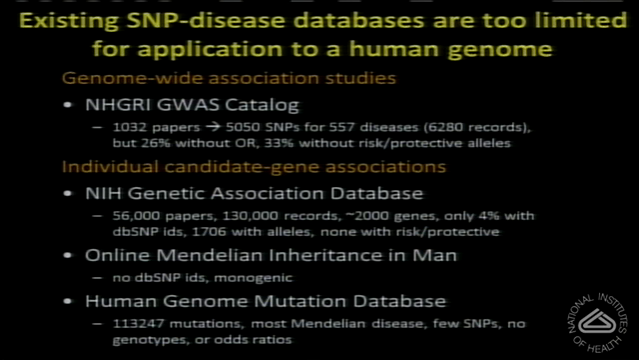The GWAS catalog is great. I talk about it in every talk I give. When I looked at it a couple of months ago, it had about 1,000 papers curated. People read this data, and you get about 5,000 SNPs, about 5,000 different diseases. The problem is almost a third of the records there didn't record which was the risk version of the gene and which was the protective version, which allele was which, making this unusable for personalized medicine.